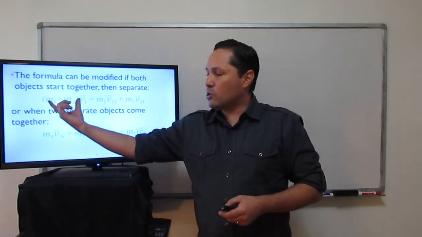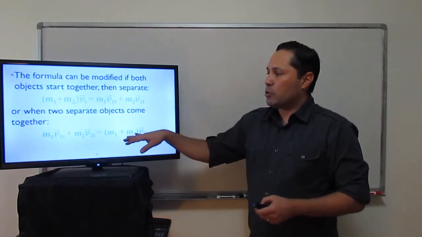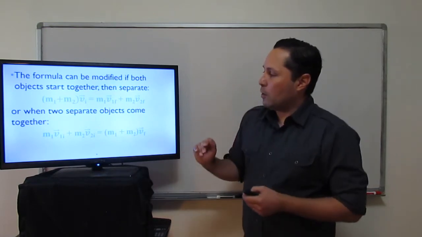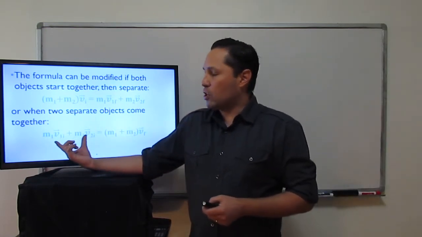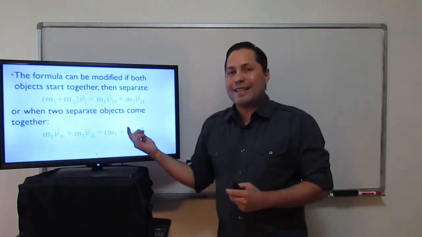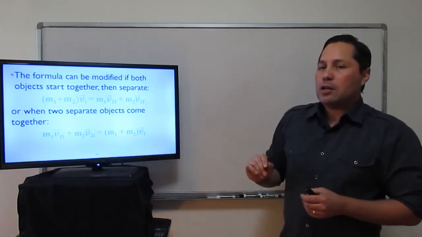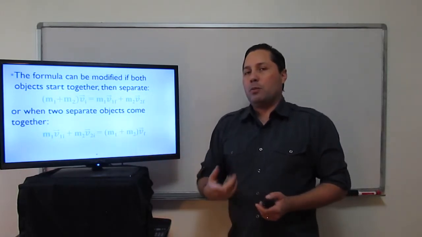Notice that the masses are in parentheses added together. On the other hand, what if you have a person catching that football? What would the formula look like? Initially, they were separate. The football's in the air and the person's waiting for it. So it's two separate objects, and at the end, now he catches it, they are together. That's why you see both masses together in the parentheses.